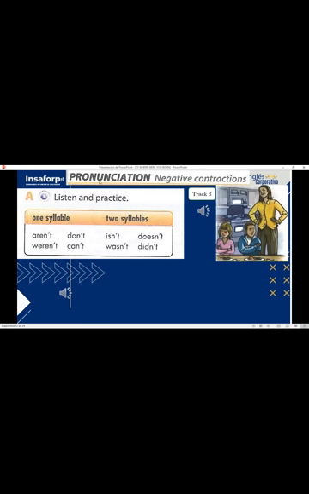We're going to practice pronunciation. Negative contractions. First of all, I'm going to play the audio and you listen. What do you see on the picture over there before we listen? Who can tell something about the picture? I see two children. Okay, two children. She and he don't eat. The children don't eat their food.